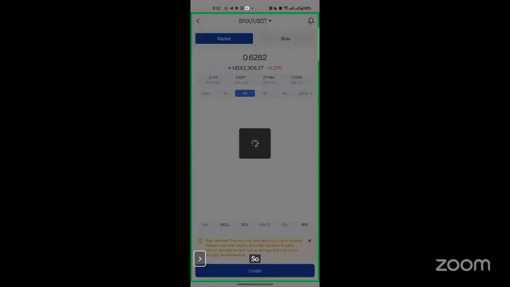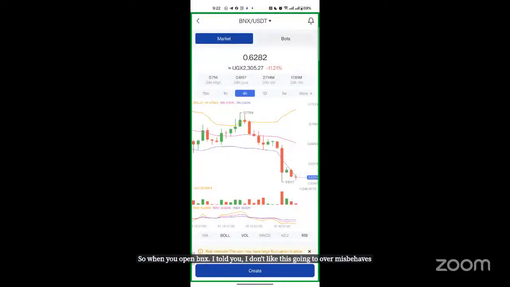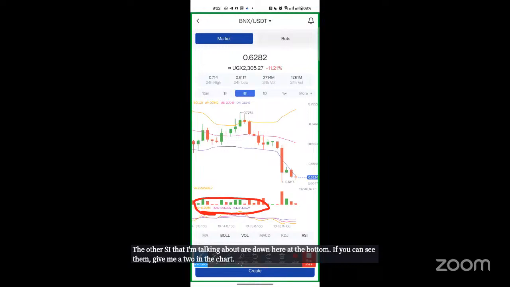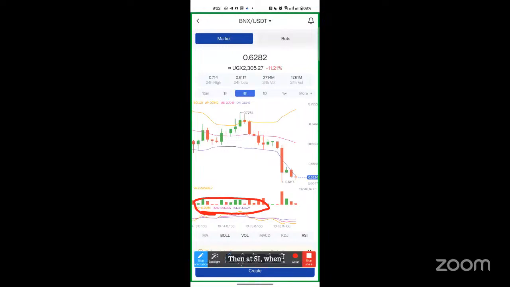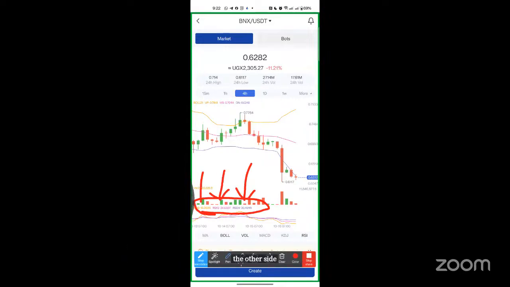So when you open BNX, I told you I don't like this coin. It misbehaves too much, but it's fine. So when we open this coin, the RSI that I'm talking about are down here at the bottom. If you can see them, give me a 2 in the chart. The RSI, when you open your coin, they are down here at the bottom. There is the RSI of 24, the RSI of 12, and the RSI of 6.